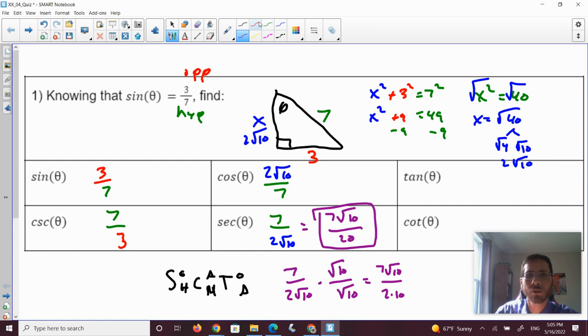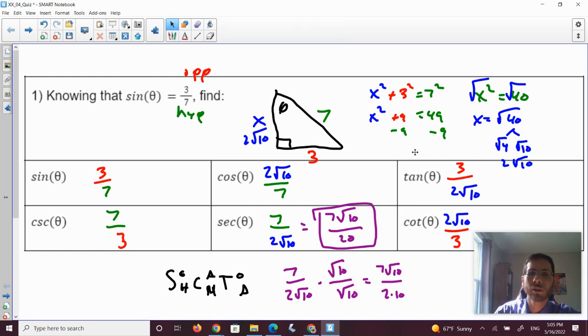For tangent, it would be opposite over adjacent. So this is going to be 3 over 2 square root of 10. So again, this is going to be a problem. Before I tackle this, though, let's just flip it to get cotangent, 2 square root of 10 over 3, because that's safe. That's got a square root on top, so we don't need to do anything with that. So the one that we do need to fix is the tangent one.